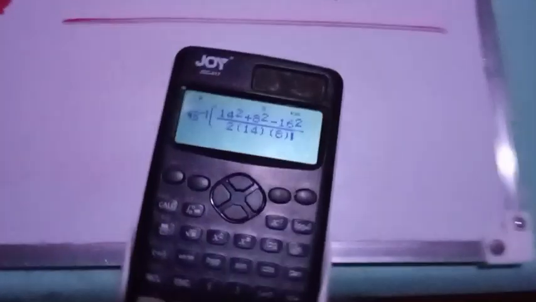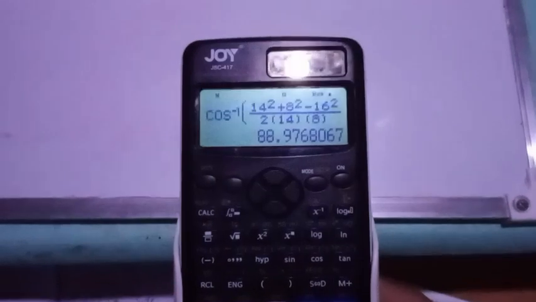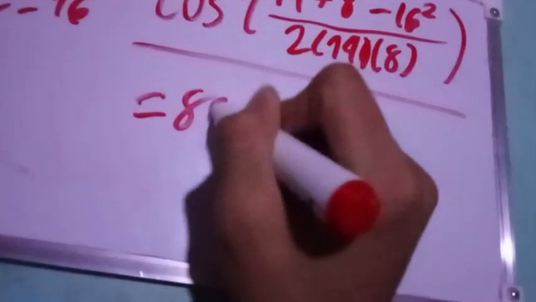Okay, since I wrote it down on my calculator, you can see here. Let's find out the final answer. Is 89, because since we're finding the angle, we have to round it off to the nearest degree, so it's 88.97. Let's write it down. Equals 88.97. It just depends on the question, okay?